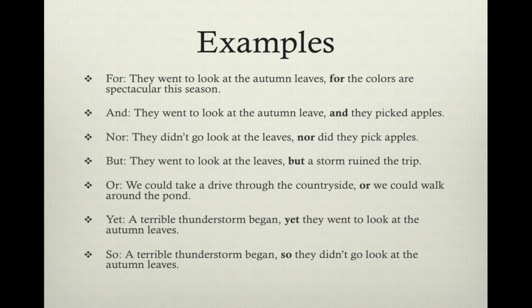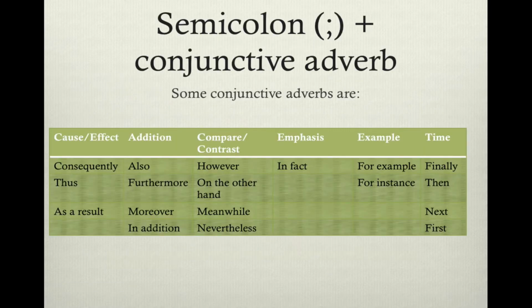And then we have so, which is cause-effect. Again, two subjects and two verbs, very important. And the cause here is that a terrible thunderstorm began. The result of that, they did not go look at the autumn leaves. All right, our second option for combining two independent clauses together into a compound sentence is to use a semicolon and conjunctive adverb. Here are some examples and what they do.